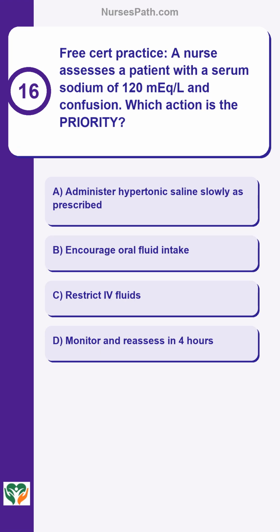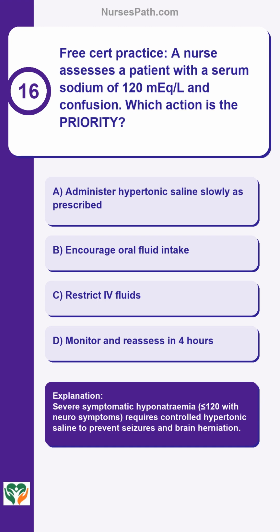Question 16. Free SERP practice. A nurse assesses a patient with a serum sodium of 120 milliequivalents per liter and confusion. Which action is the priority? Administer hypertonic saline slowly as prescribed. Encourage oral fluid intake. Restrict IV fluids. Monitor and reassess in 4 hours. Severe symptomatic hyponatremia, less than or equal to 120 with neurosymptoms, requires controlled hypertonic saline to prevent seizures and brain herniation.